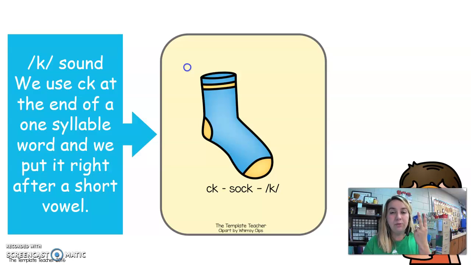The second rule is that it has to come after a short vowel. So in sock, right before my k, I hear ah, which is short O. And the last rule is that when I clap it, sock, it has to be 1 syllable. So we talked a lot about that yesterday.